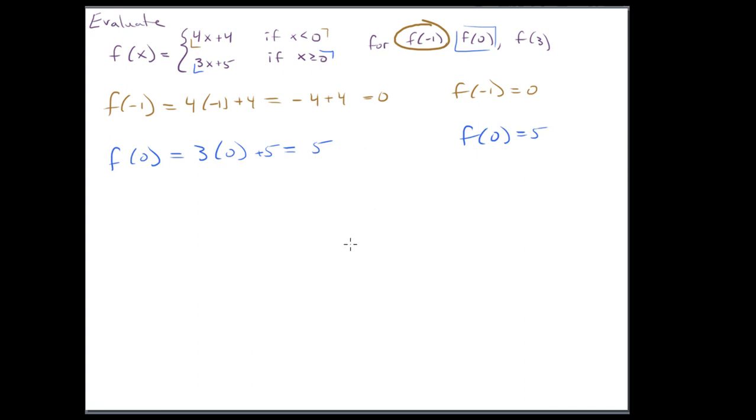And then let's also take a look at the last point right here, 3. 3 is greater than 0, so that's also the second case here. f of 3 is equal to 3 times 3 plus 5, which is 9 plus 5, which is 14. So f of 3 is equal to 14. Great, and that's evaluating a piecewise function.